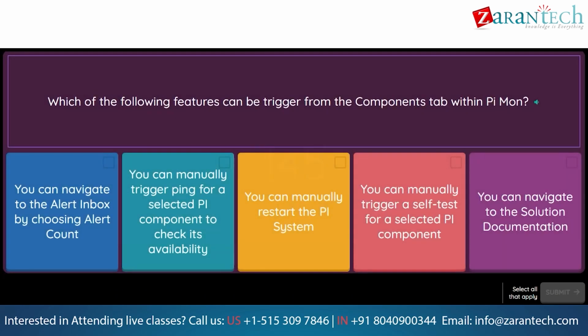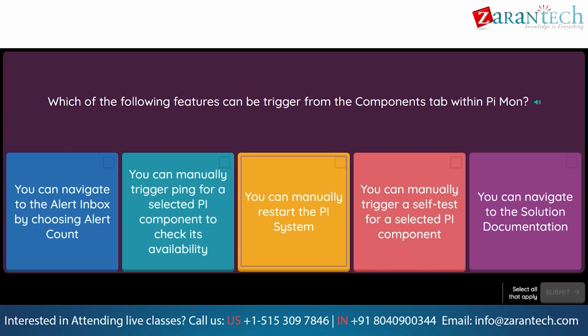Question: which of the following features can be triggered from the Components tab within Pymon? Option 1: you can navigate to the alert inbox by choosing Alert Count. Option 2: you can manually trigger ping for a selected Pi component to check its availability. Option 3: you can manually restart the Pi system. Option 4: you can manually trigger a self-test for a selected Pi component. Option 5: you can navigate to the solution documentation.